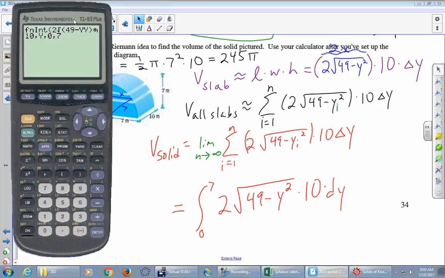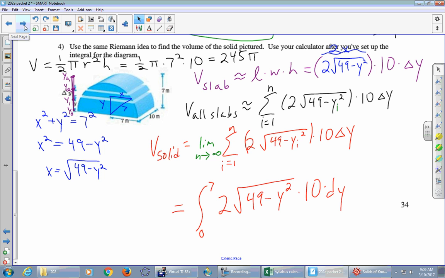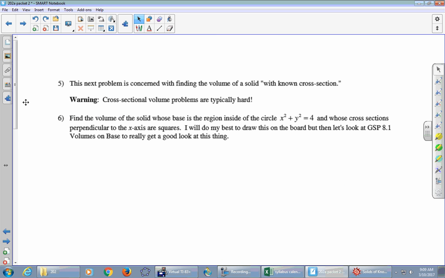Okay, we happen to know what the right answer is for this one. What was the right answer for the volume? 245 pi. That's what we're going to compare whatever this thing is to. We're going to get a decimal, 245 pi. Good. Not bad. All right, next page.